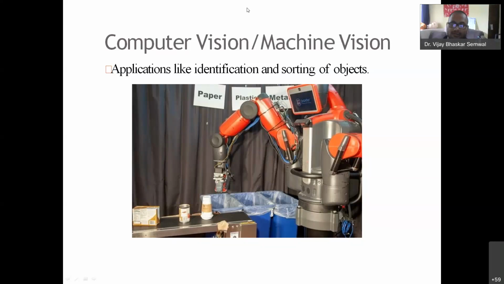Sorry for the interruption, there was an emergency call. Okay, so let us continue and move forward. Any doubt, you can keep posting there. So for machine vision and computer vision, I already gave the application that you have to automatically collect garbage.